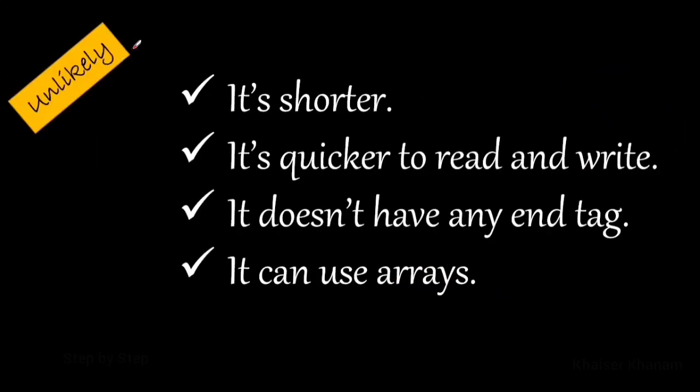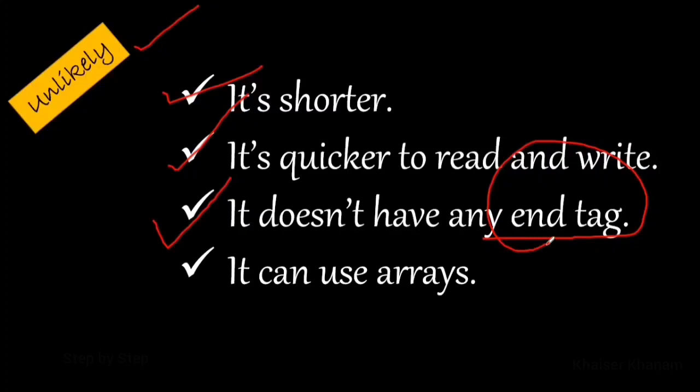Now why we use JSON compared to XML is that it's shorter. You don't have to write lengthy code. It's quicker to read and write, and it is in human readable format. And it does not have any end tag. Once you understand XML, you will understand that JSON will not have any end tag, because JSON is similar to a JavaScript object.